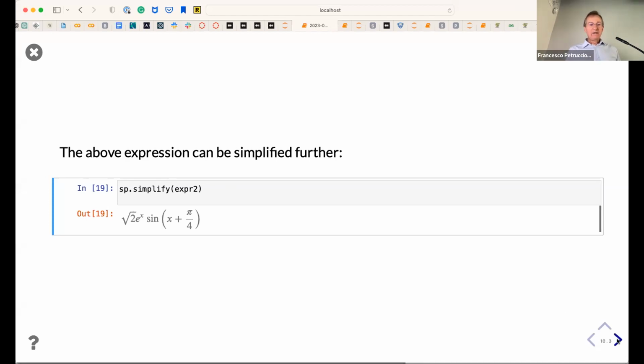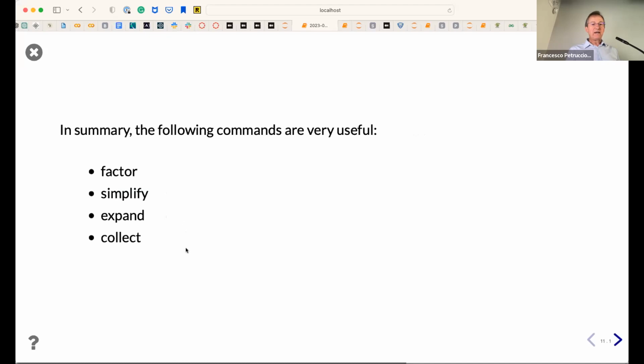So these are the commands that are very useful: factor, simplify, expand, and collect. You can also use collect. It's a kind of factor. You can force it to collect terms of the same type. Maybe you want to divide by something and you want to extract a certain term out of a bracket. I could have had an example for collect, but maybe in the tutorials you can come up with an example for collect.